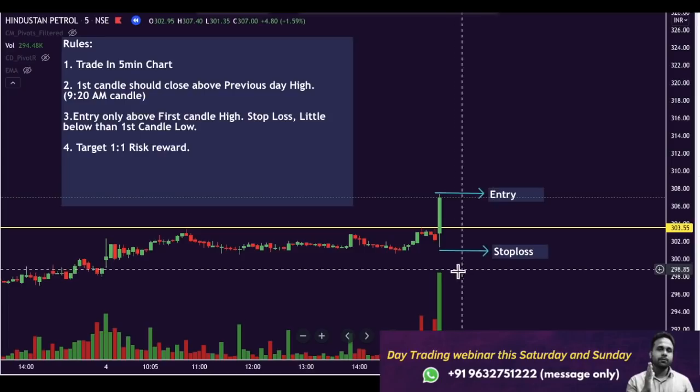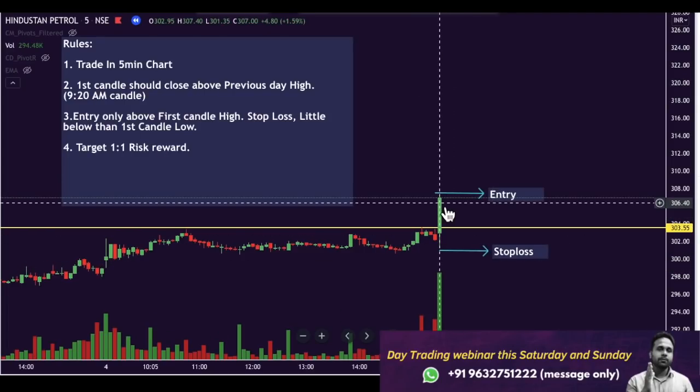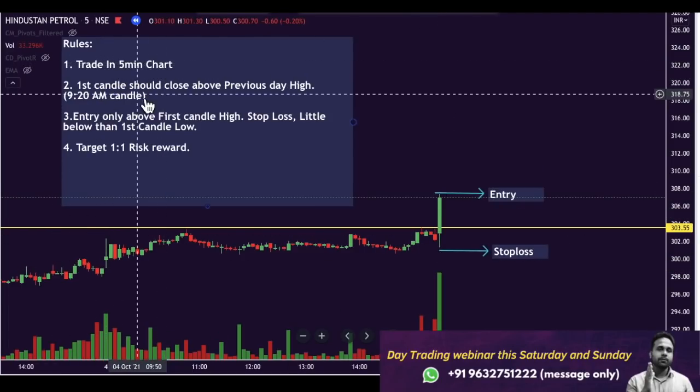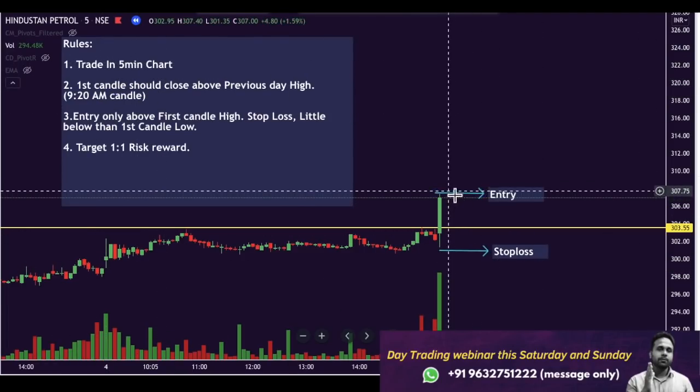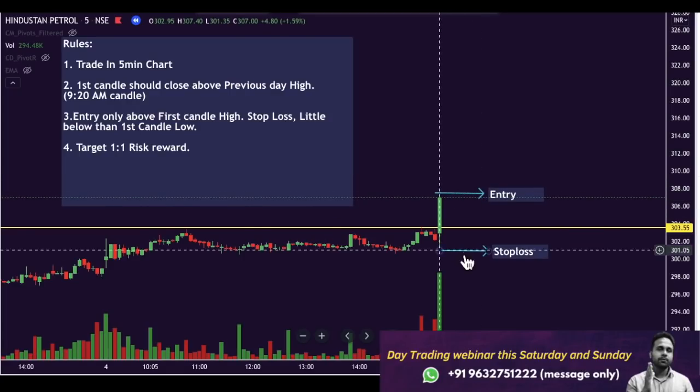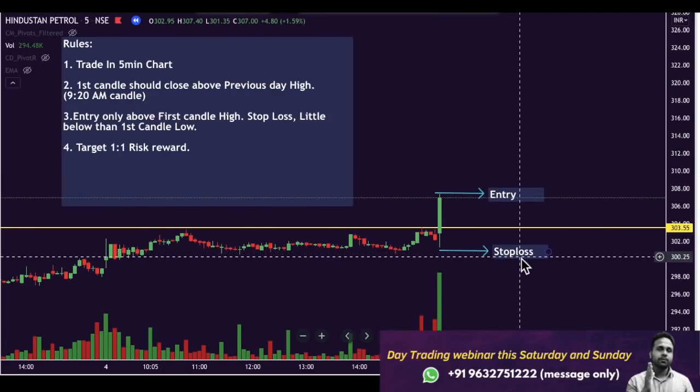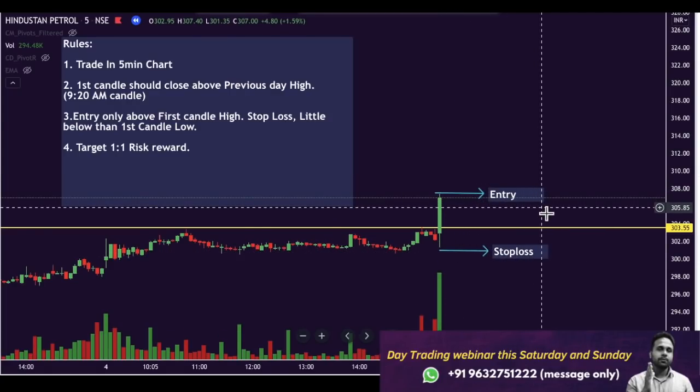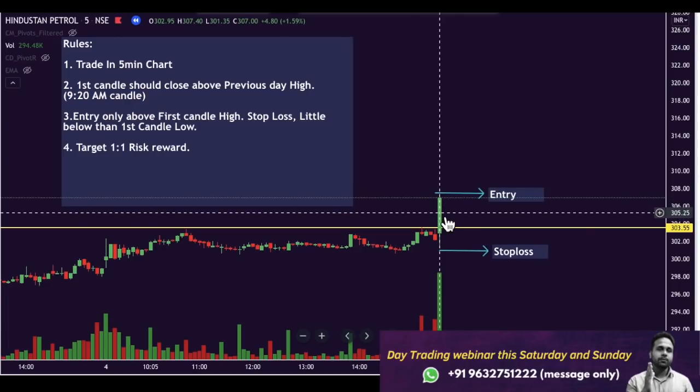Now as of now, what you have understood is we need to trade with the strategy in 5 minutes chart. Our entry will be little higher than the first candle's high. Stop loss little lower than the first candle's low. Target is 1:1. Now immediately when you see this candle, you will not enter.